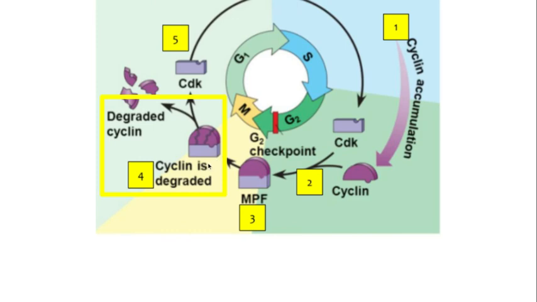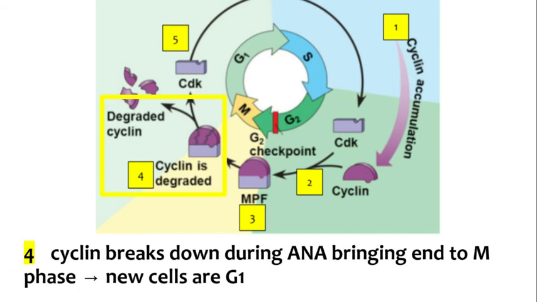Now, once we have reached mitosis, about anaphase or so, the cyclin will begin to degrade, and that happens during anaphase, which basically begins to bring an end to the mitosis portion of the cell cycle. And so the new cells that are formed are in G1. So they're brand new cells. They're going to be in G1, hanging out, doing their thing, basically just being in interphase.